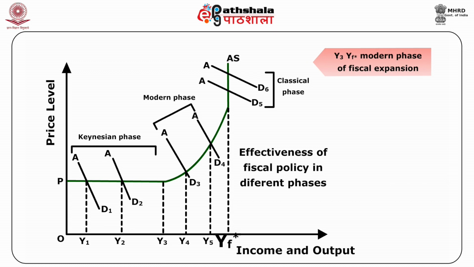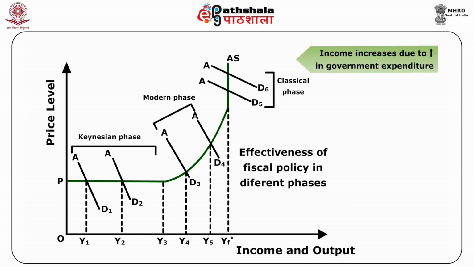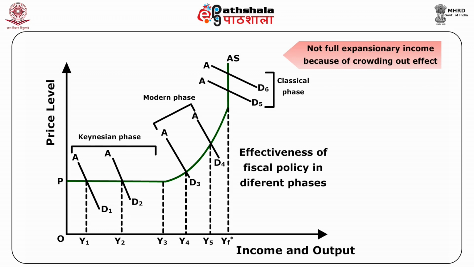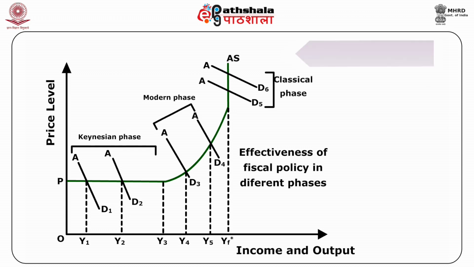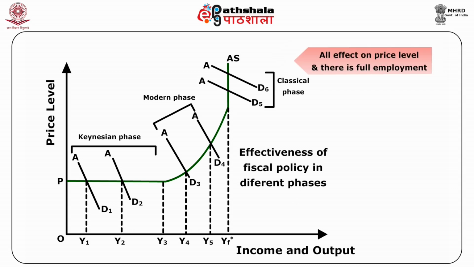Similarly, Y3, Y star F is the modern phase of fiscal expansion in which AS is an upward sloping curve. Here, income increases only from Y4 to Y5 due to the increase in government expenditure, and it is not full expansionary income because of the crowding out effect. In the classical phase, AS is a vertical straight line. In this, AD5 shifts rightward to AD6 due to the increase in government spending, but there is no increase in income and output, and all the effect is on the price level and there is full employment.